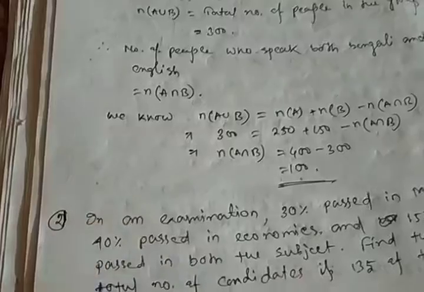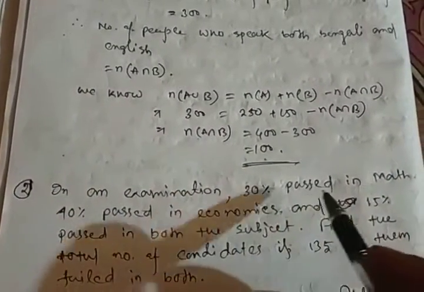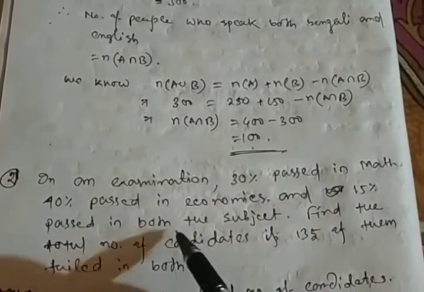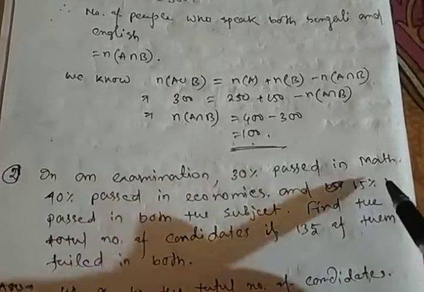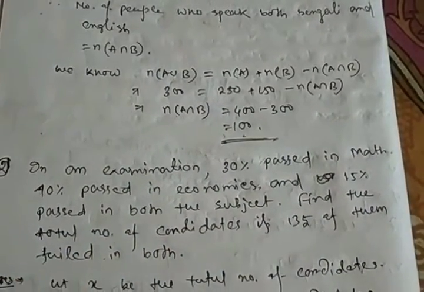Okay, the second question: in an examination 30% passed in math, 40% passed in economics and 15% passed in both the subjects. Find the total number of candidates if 135 of them failed in both.